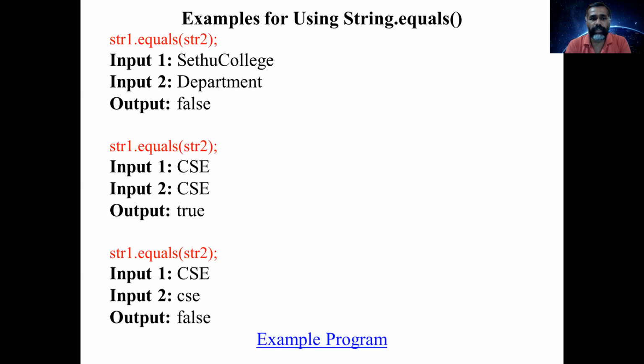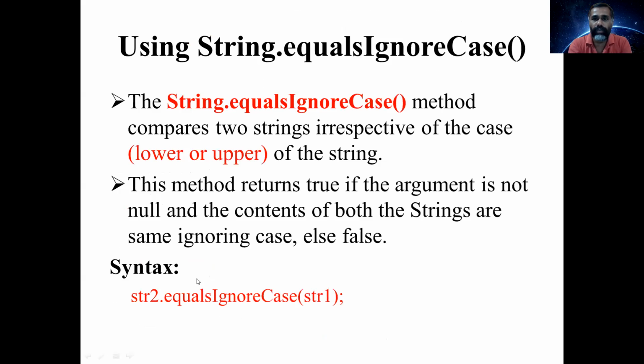For this equals function, these are the three examples. And to avoid this last condition, the case sensitivity, you go for the third one, equalsIgnoreCase. This function compares two strings irrespective of the case, lower or upper, of the string. So it does not check the cases, uppercase or lowercase. This is to avoid the case sensitivity.